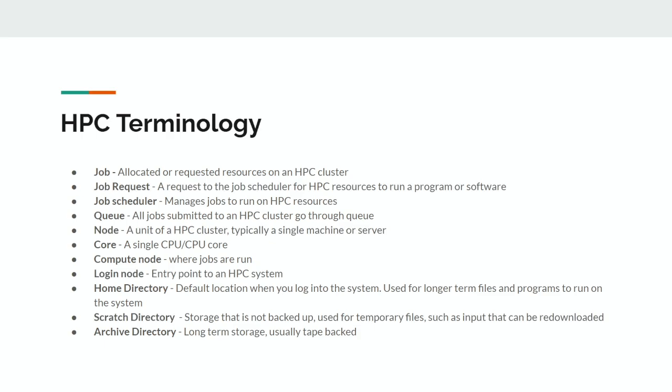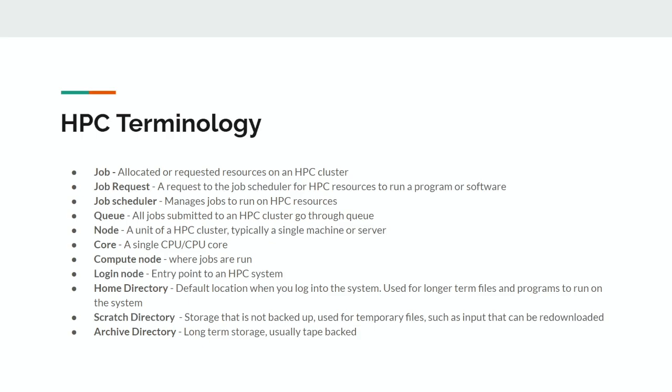There's a queue, which is all the jobs that are submitted to an HPC cluster. These can be jobs that are currently running, or jobs that are waiting to run. It's just the giant list of what's running. And usually they give you some indication of why a job might be waiting, and you can get a whole picture of the state of the cluster's usage.